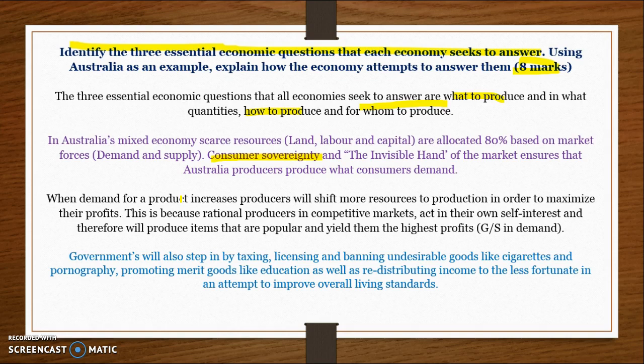Governments, however, will also step in because the free market is not always good, in that it will overproduce some undesirable goods like cigarettes, pornography, alcohol, illicit drugs, and they will also promote merit goods, or goods that are underprovided, like education and healthcare, in order to make sure that there's an efficient allocation of resources. So that's the question of what to produce, mainly consumer sovereignty with some government intervention.